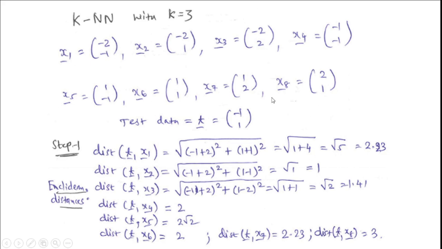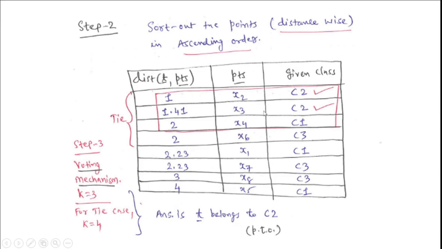Same way the equivalent distance between test data point -1 and 1 with respect to train data -2 and 2 is square root of (-1 plus 2, the whole square) plus (1 minus 2, the whole square), which is equal to square root of 2, which is equal to 1.41. Same way we need to calculate for the remaining data points, and we need to write all those data points in ascending order, with respect to the points and what class they belong to.